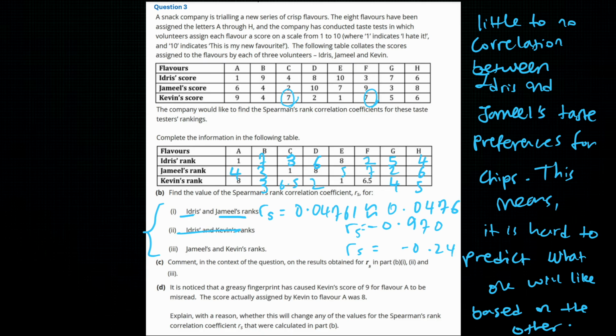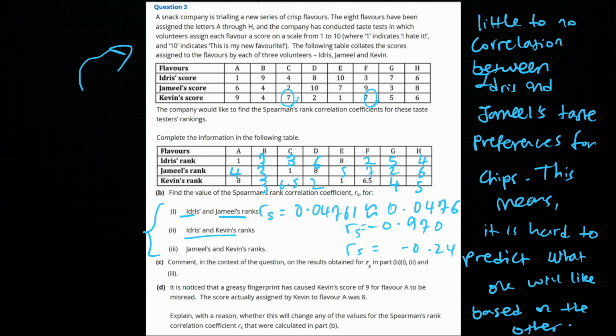So if we look at Idris and Kevin, I'll just say it instead of wasting some time and writing it down. We can see negative 0.970. It's very strongly negatively correlated. Idris and Kevin's taste preferences are strongly negatively correlated for chips. This means what Idris likes, Kevin hates, and what Kevin hates, Idris likes, and vice versa. So it's a strong negative correlation. For the last one, it's negative 0.24, so it's a relatively weak negative correlation. There's a slight tendency for one to dislike what the other likes, and vice versa. So just refer back to the context of the question.